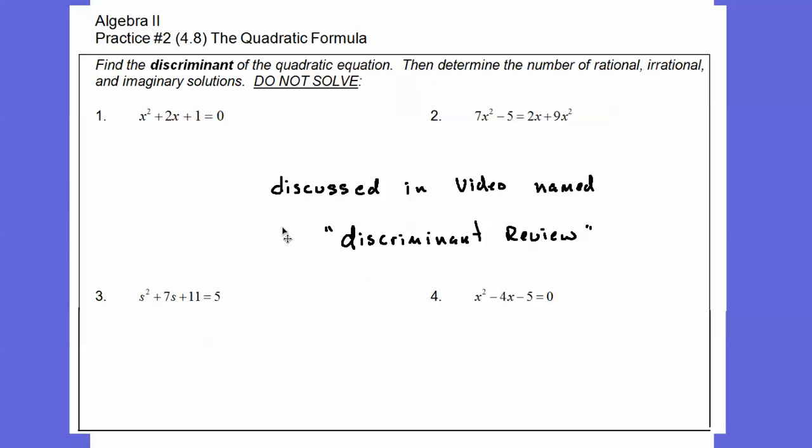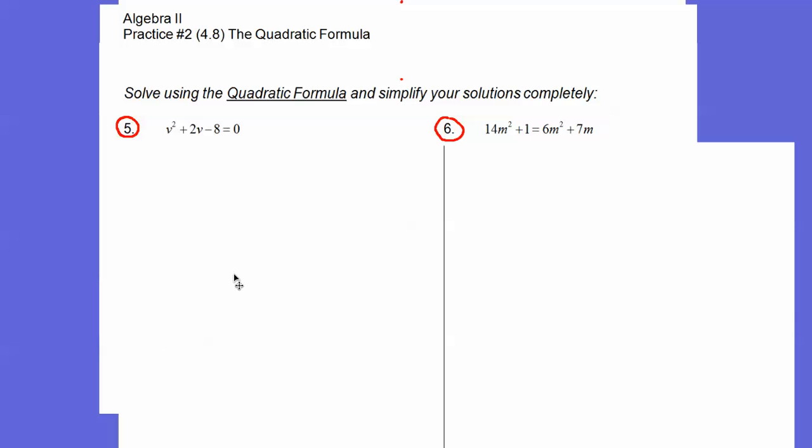This review began with a discussion of the discriminants. These will be in a video named Discriminant Review. We're going to look at problem number 5, then we'll look at problem number 6.